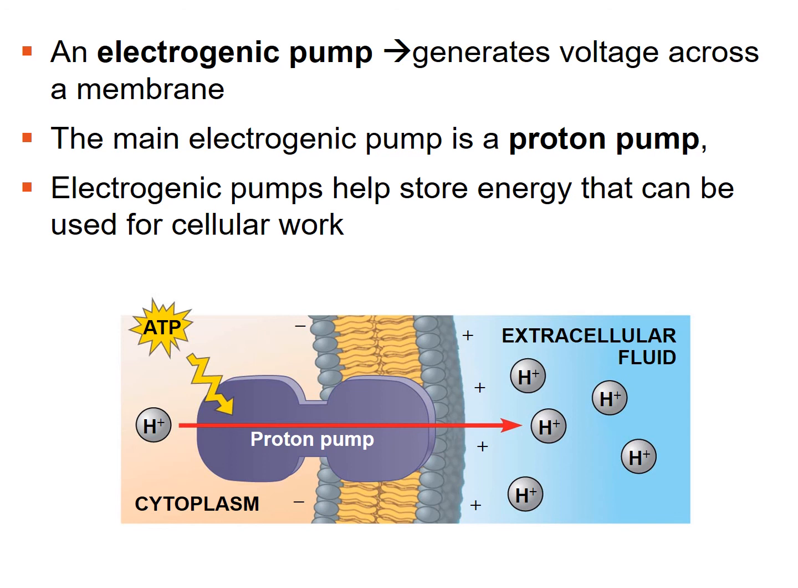Now, an electrogenic pump is what generates this voltage. An example of an electrogenic pump is a proton pump. Electrogenic pumps help store energy that can be used for the cell to do work.